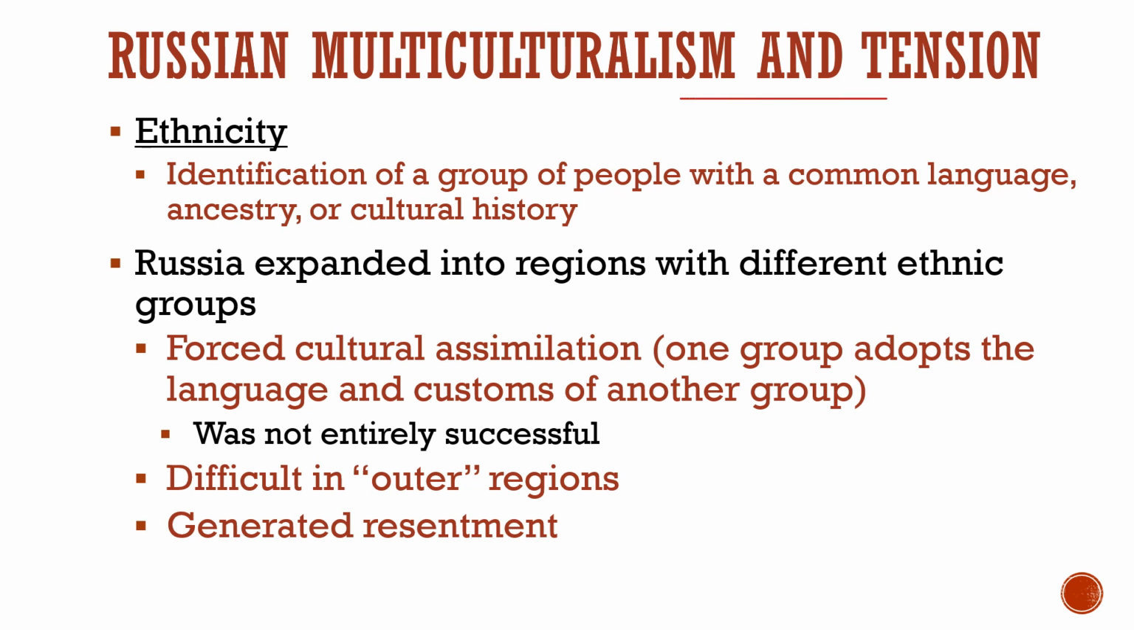So some of the multiculturalism tension that we see comes from ethnicity, again, our definition, a group of people with common language, ancestry, and cultural history. As Russia expanded into those regions, it forced cultural assimilation, where one group adopts the language and customs of another. So instead of both remaining independent or welcoming each other, one essentially has to adapt to the other. However, this was not entirely successful, as we'll see in multiple regions. Submitting to another group is not something that comes naturally, so it's difficult in the outer regions. Those are the ones who have remained independent, but because of that, they have also been shunned and are not included in the economy, and it's harder for them. So that's generated a lot of resentment for the unequal treatment of those individuals.